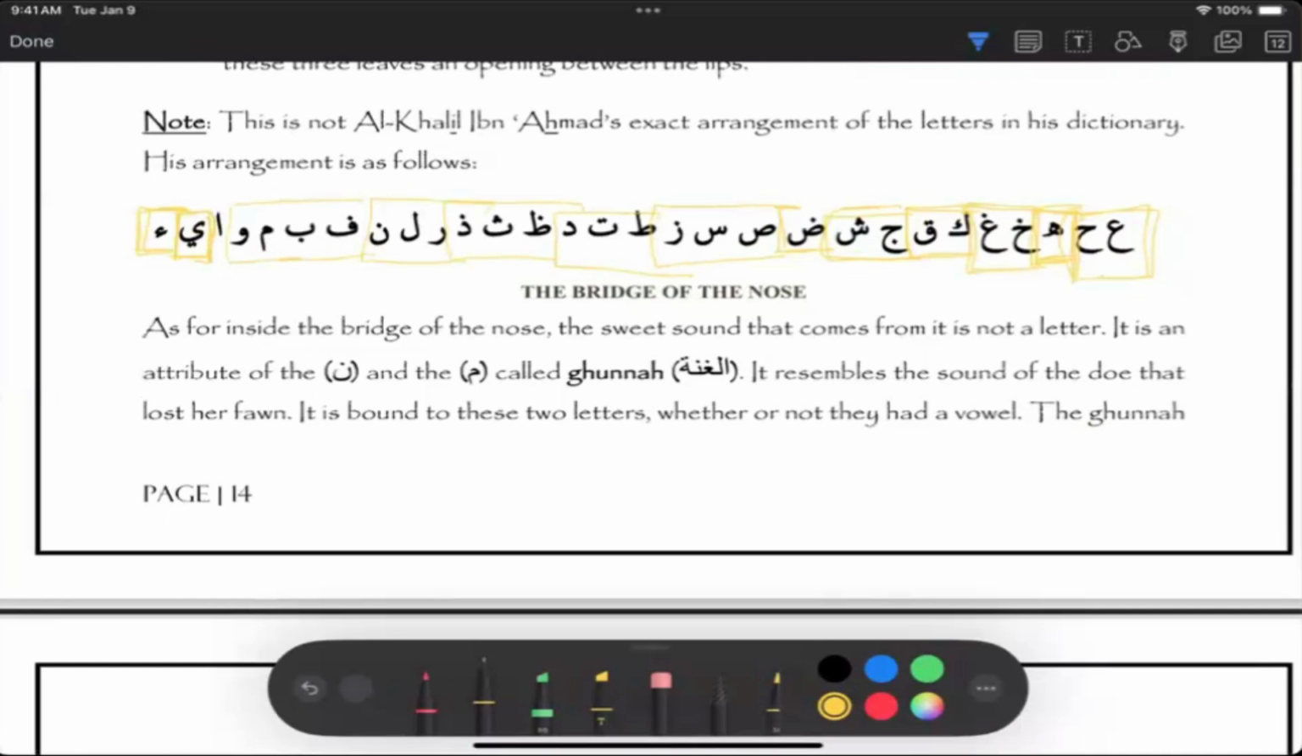And then he came with the unstable letters. Alif, Ya, and Hamza. We put those at the end. So that's his arrangement.